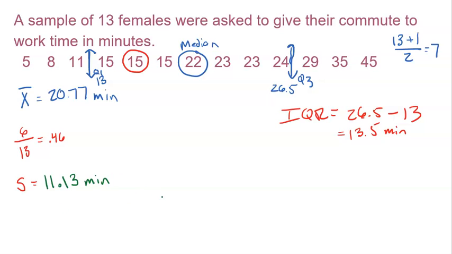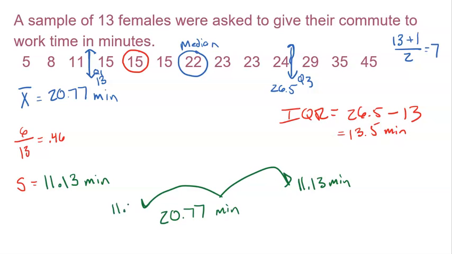Remember, I tried to explain this. It means how far typical data is from the mean. So if I got 20.77 minutes, it means that most data is either 11.13 minutes above the mean or 11.13 minutes below the mean. I'm such a bad drawer, I'm very sorry. So if I go 11.13 minutes down and 11.13 minutes above, that is where most of the data falls. Now, is that big or is that small?